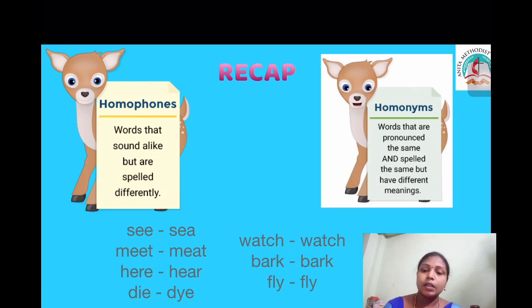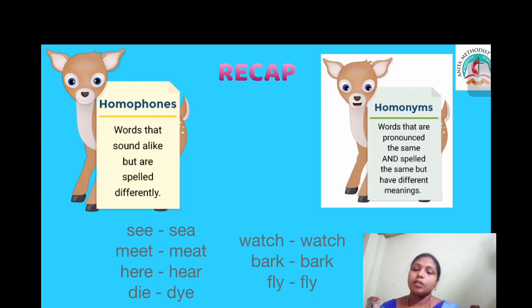See, meet, hear, die. So all these words sound the same but have different spelling and different meaning. Okay, next we see homonyms. What are homonyms? Homonyms are words that are pronounced the same, sound the same but have different meanings. They also have the same spelling. Okay, can you see the examples given there? Watch, bark, fly.